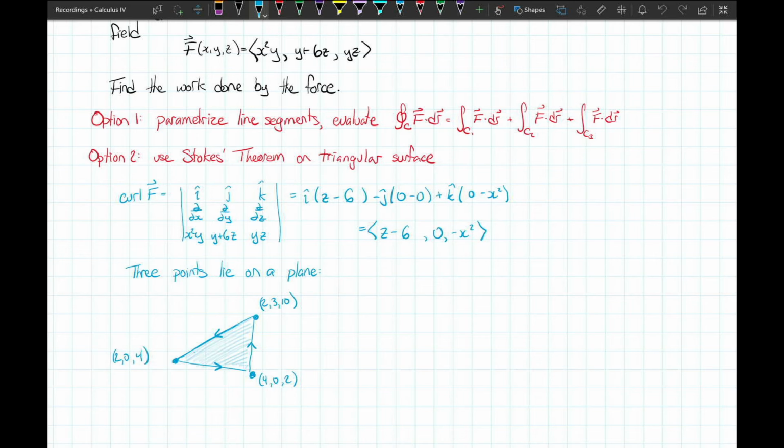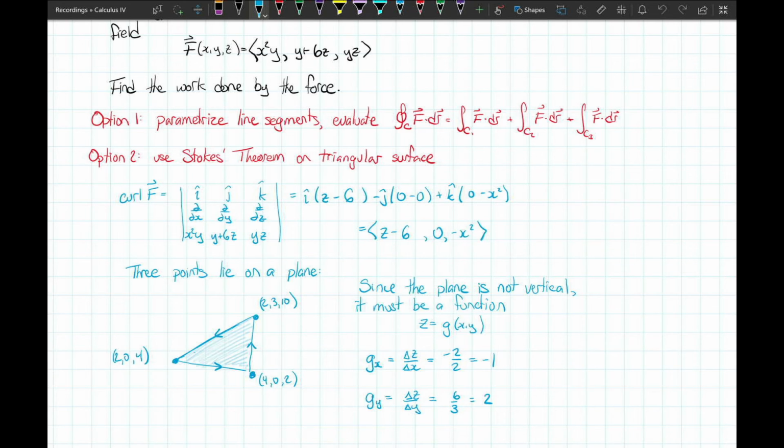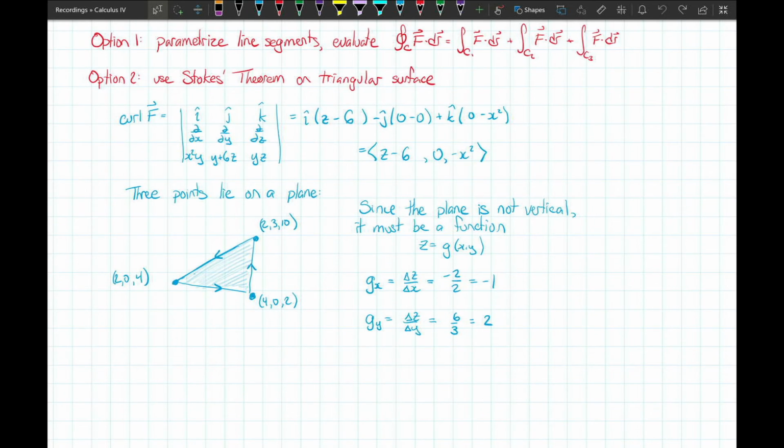So if we wish to have our surface in the form z equals g of x, y, then we already know that the partial derivative gx is going to be negative 2 over 2, or minus 1. That's pretty handy. And we also see a point (2, 0, 4) and a point (2, 3, 10), which is a change of y of 3 units and a change of z of 6 units. So we can also calculate that partial derivative in the conventional form of calculating slope. That would tell us that the partial derivative of g with respect to y is 6 over 3, which is equal to 2.